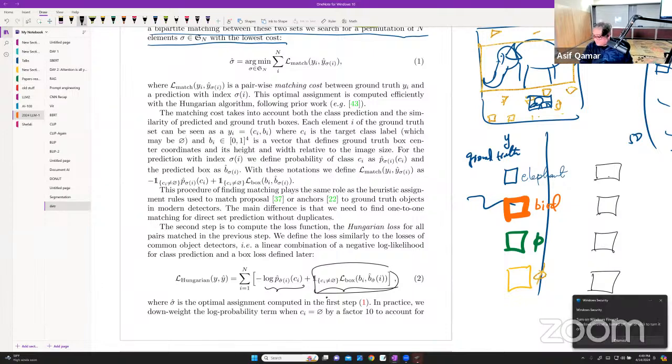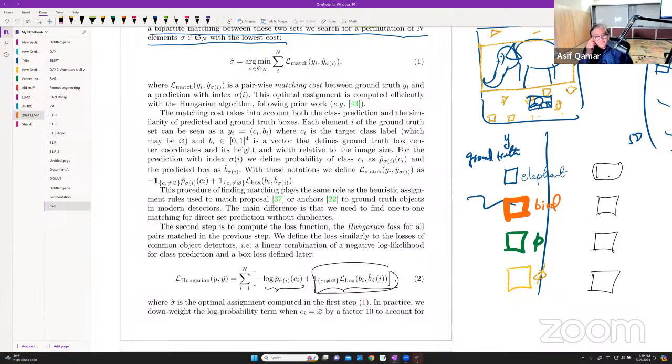Now, let's read this more carefully. So you pretty much are getting the main thing. You're saying we search for a permutation of n elements with the lowest cost. So for example, if I got the box location right, but I put nothing into it, is that a good idea? No, right? You look for that combination which gets everything right, where matches is a pairwise matching cost. Now, here is something interesting about this paper's matching.